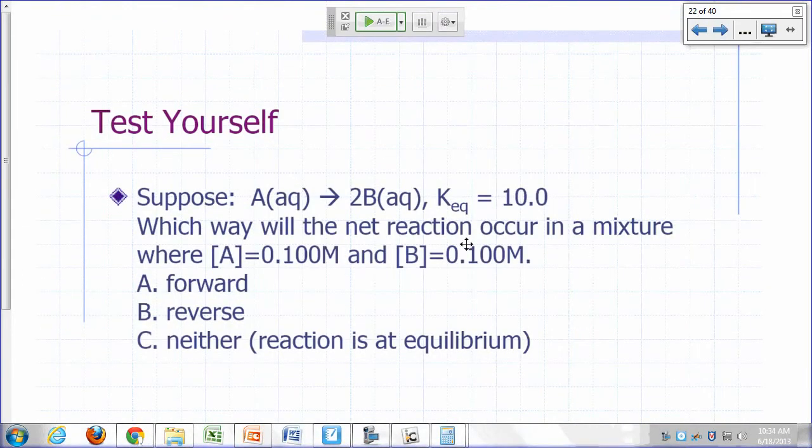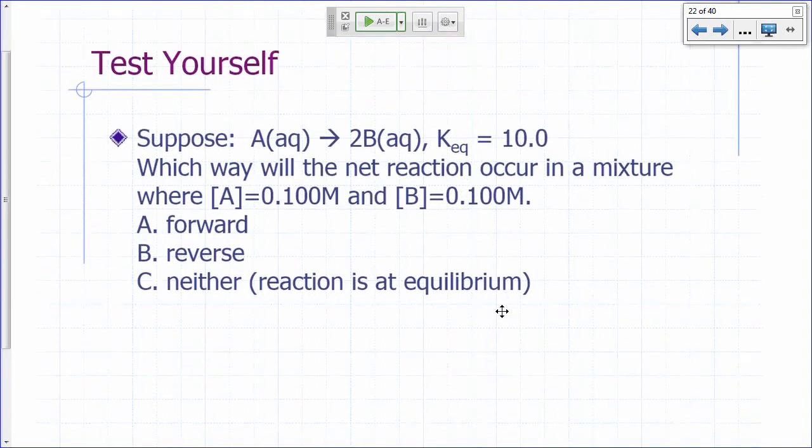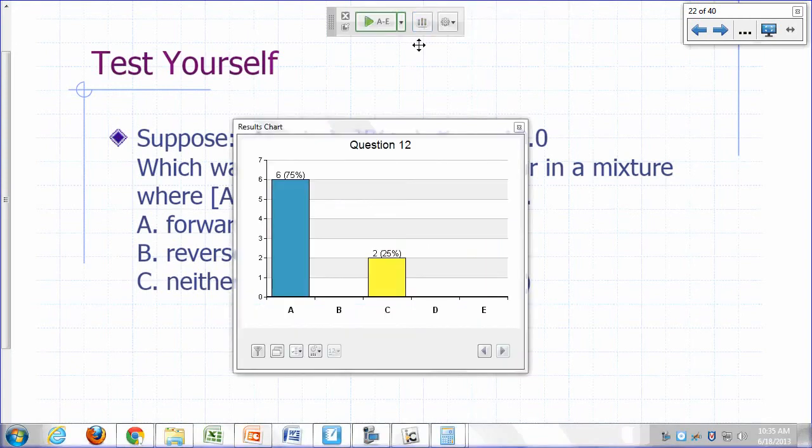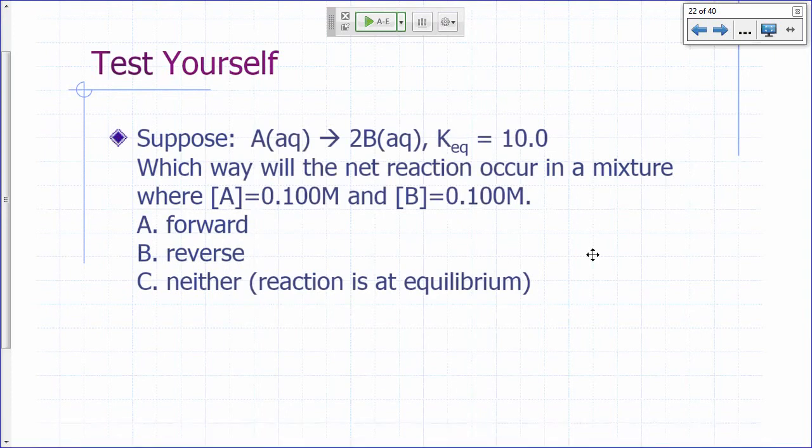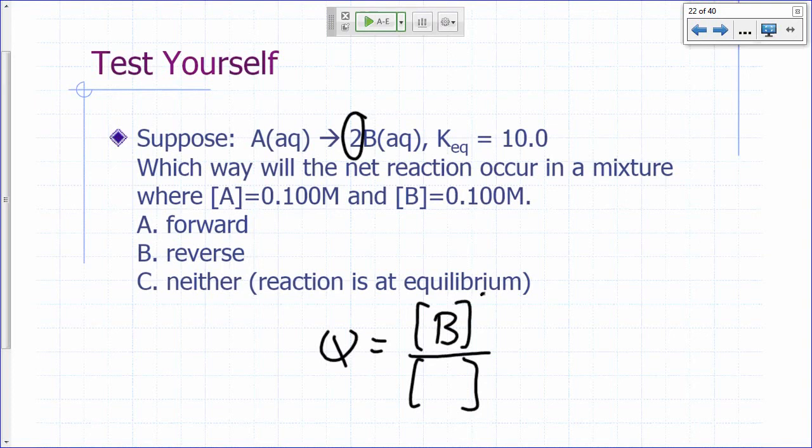Let's try this one. A is 0.1, B is 0.1, same reaction, same KEQ. Will it go forward or reverse? Or is it at equilibrium already? Most say forward. Let's see. Q equals concentration of products over reactants. What's our product? B, and then you square it over A. And so what's our Q in this case?